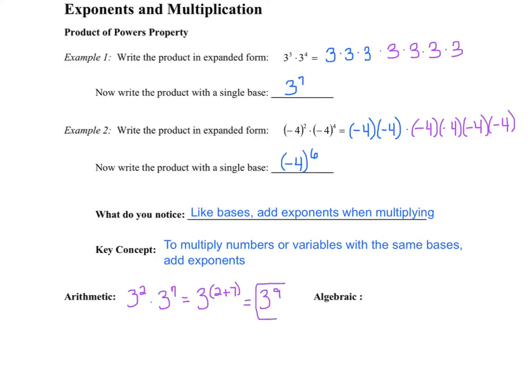And that's your answer. Now, algebraically, you're going to say x to the m power times x to the nth power equals x to the m plus nth power. You're just adding your exponents whenever you multiply. So let's do some examples together.